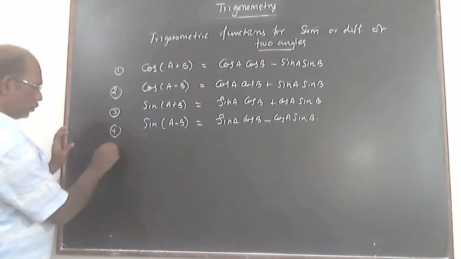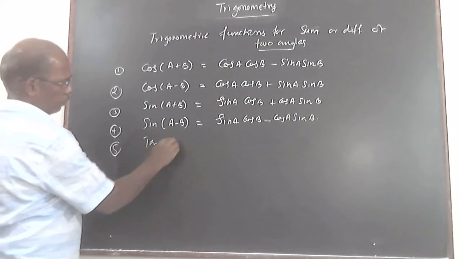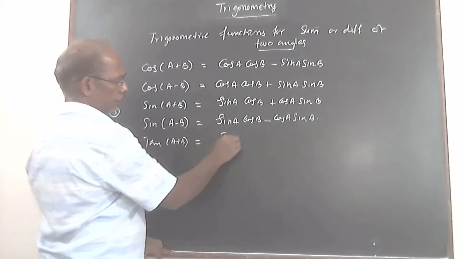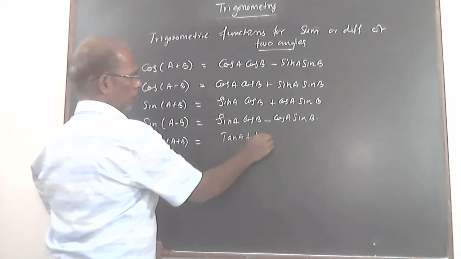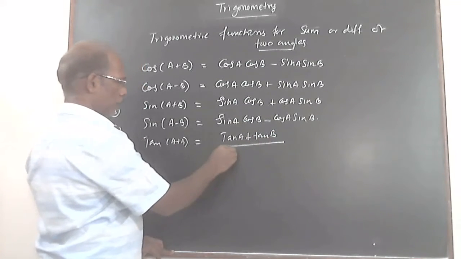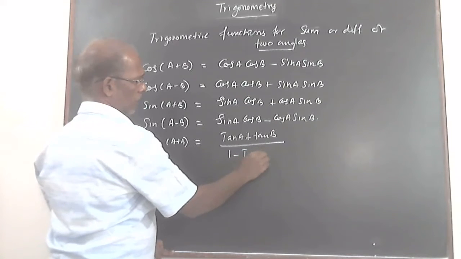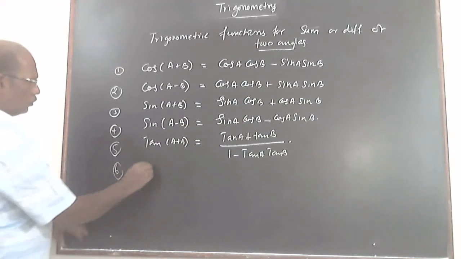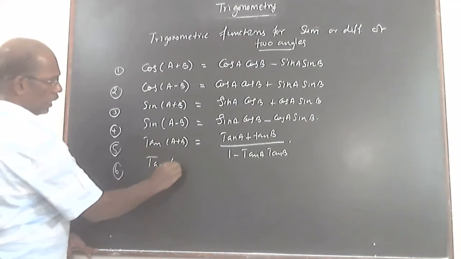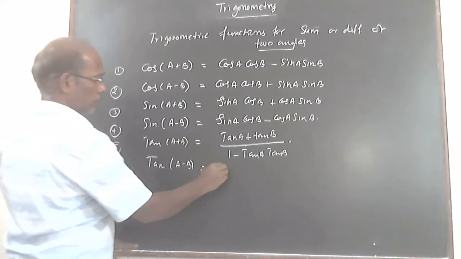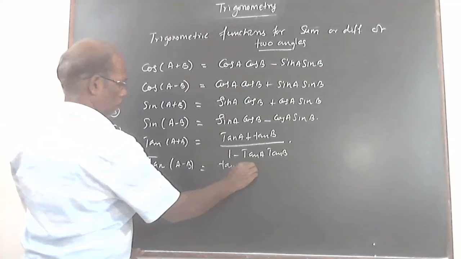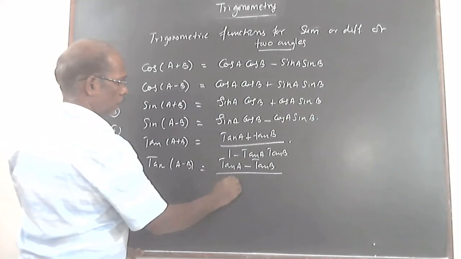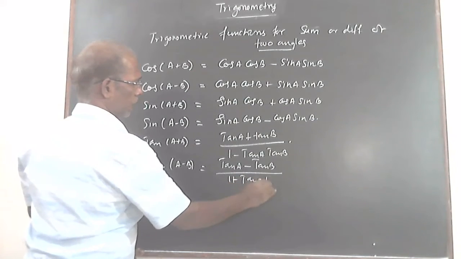The next one, tan of A plus B, is tan A plus tan B, with the denominator 1 minus tan A into tan B. The other one, tan of A minus B, is tan A minus tan B, with the denominator 1 plus tan A into tan B.